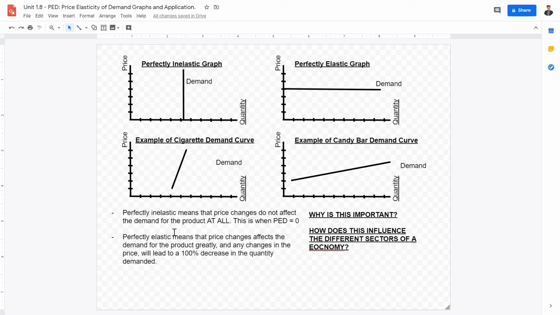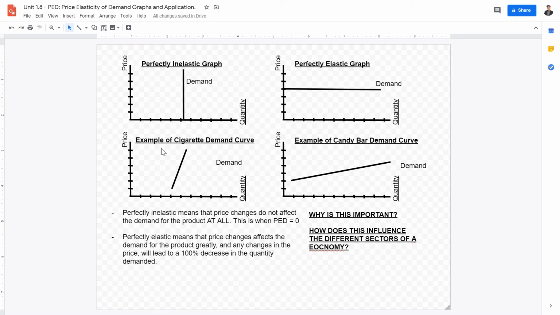Now, you can look at the importance of PED for a good from different perspectives. From the government's perspective, you will want to levy taxes on more inelastic goods, because if you levy taxes on elastic goods, then people will just stop buying it. However, if you levy taxes on more inelastic goods, then people will still buy it, and the industry and the producers are not hurt as much.